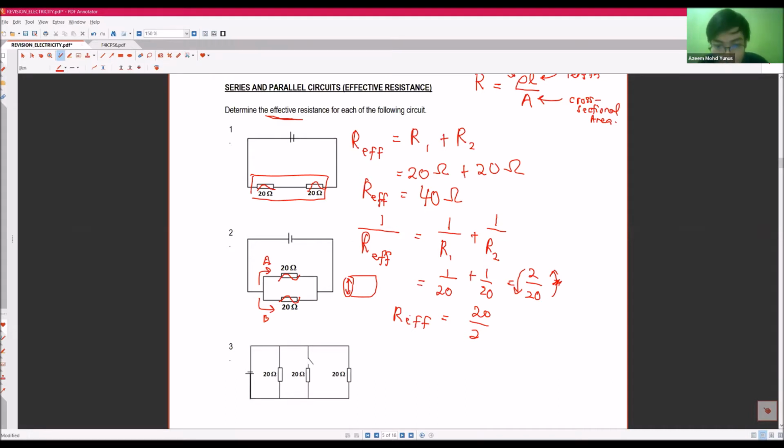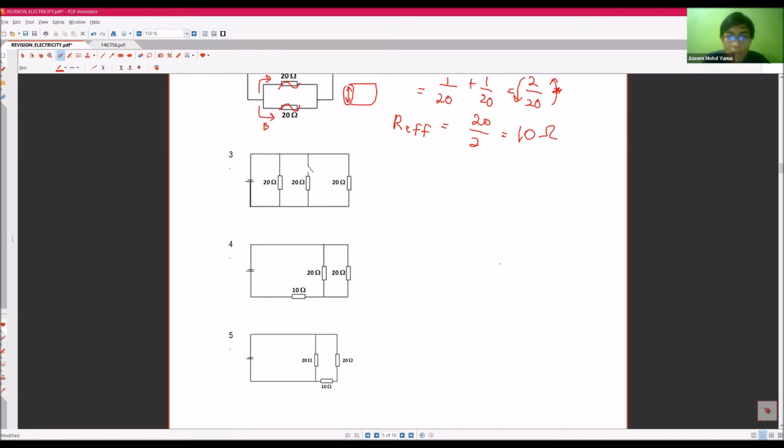What we want to find is solely REFF without the 1 over, so I have to flip it. 20 divided by 2 is 10 ohm. What we observe here is that if the resistors are connected in series, the REFF is much higher than the single resistor itself, so it's much higher than 20. But if the resistors are connected in parallel, the REFF is much lower than the single resistor, which is 20 here. Keep that in mind: to know your answer is correct, you must check whether the value is higher or lower than the single resistor.